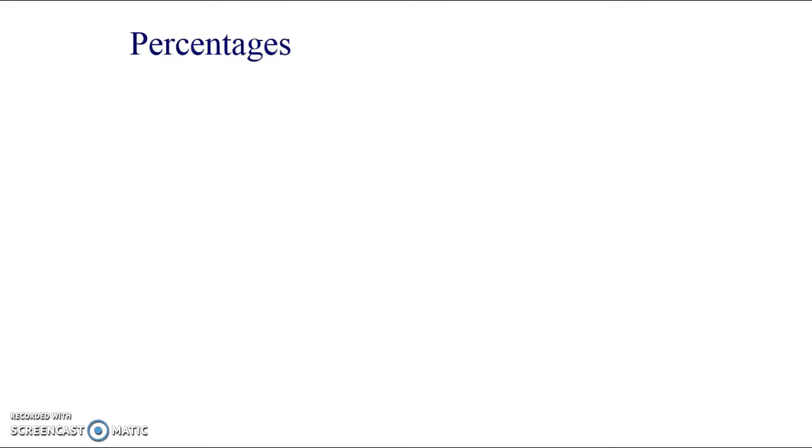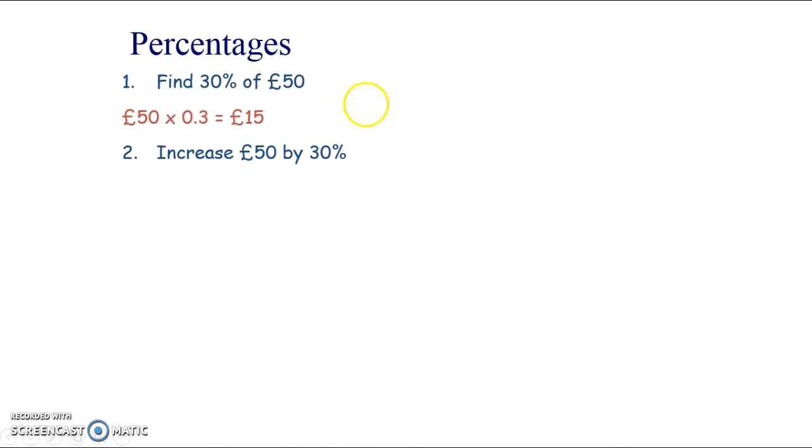Now sometimes we have to adapt our calculations by certain percentages. So I'll just go through a few common percentages that you might have to adapt your figures by. So say we have to find a percentage of a certain amount, so 30% of £50. I know there are a lot of different ways that people do it. I would do it £50 times the percentage as a decimal, so 0.3 equals £15, so 30% of £50 is £15.